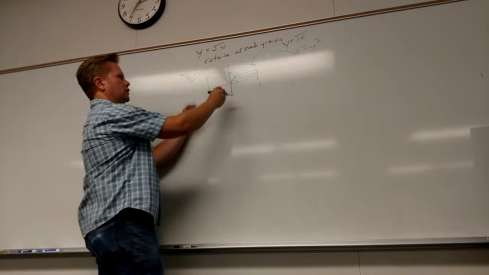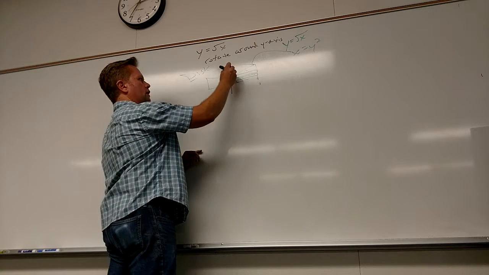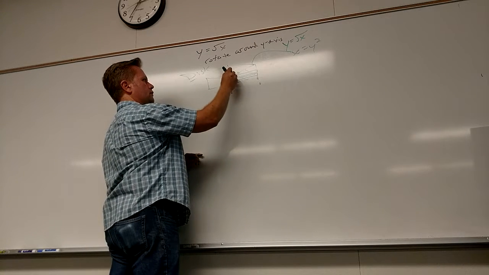That's what it's going to look like. And again, you don't have to actually be able to draw that, but what am I going to use? I have to have an inner radius and an outer radius, right?